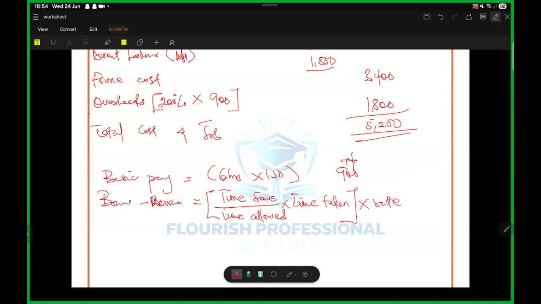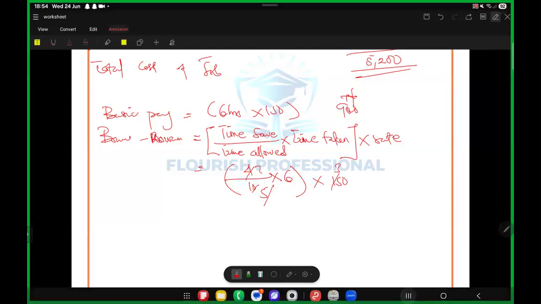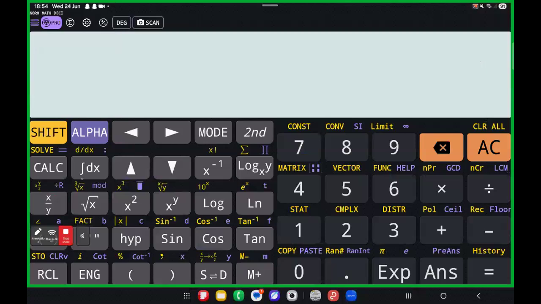So the time saved was 4 hours over the time allowed, 10 hours, times the time spent, 6 hours, times the rate, which is 150. Guys, let's compute this and see. What's the answer?